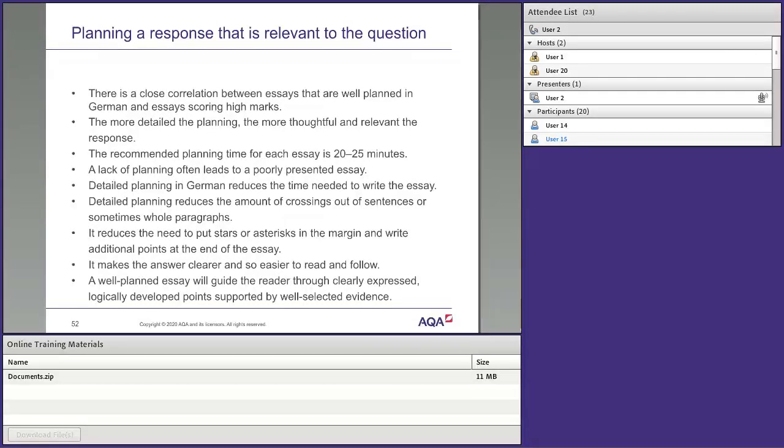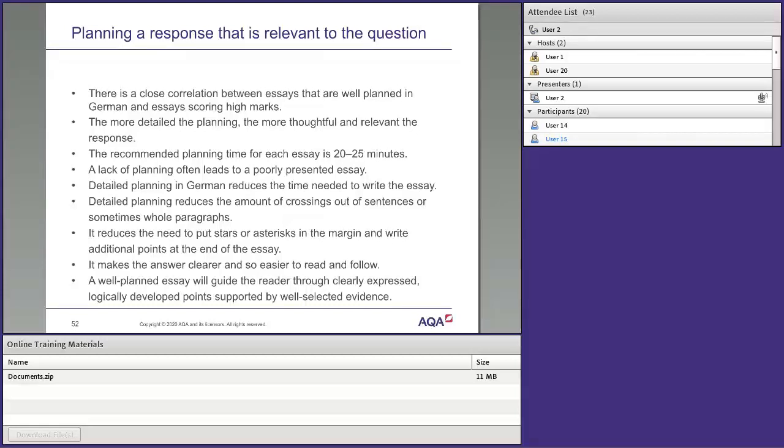So, planning a response that is relevant to the question. This is absolutely crucial. There's a close correlation between essays that are well planned and essays that score high marks. The more detailed the planning, the more thoughtful and relevant the response. The recommended planning time for each essay is 20 to 25 minutes. Now, the first time I did a similar course to this a few years ago when I was delivering it, I read that and I thought, wow, 25 minutes, that's nearly half the time. But I followed that through with my own students, and the essays that they produced were infinitely better.